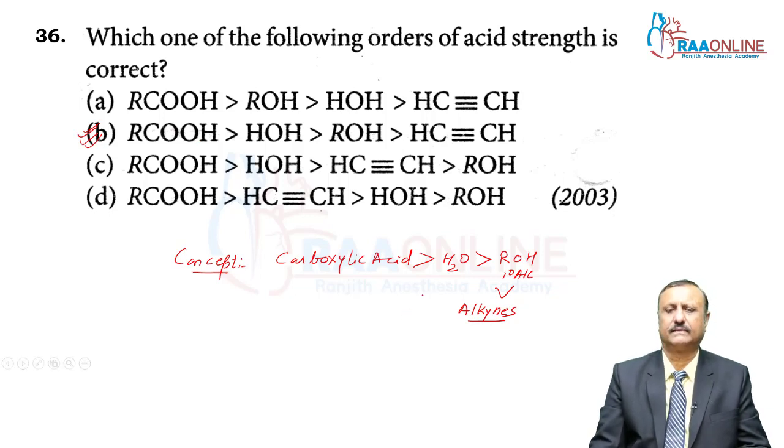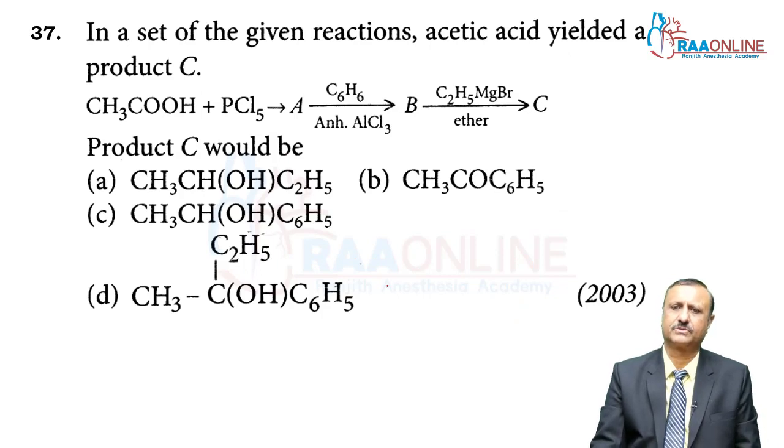This is the concept of that question, and this question was asked in 2003. My dear students, in chemistry, if you get the concept, then you can easily solve the problems. If you do not have the concept of the reaction, or if you do not learn the name reactions, then you cannot solve these questions. So please learn the concepts and the name reactions, reactants and products, and solve these NEET questions. Now we go to question number 37: in a set of given reactions, acetic acid yielded a product C.